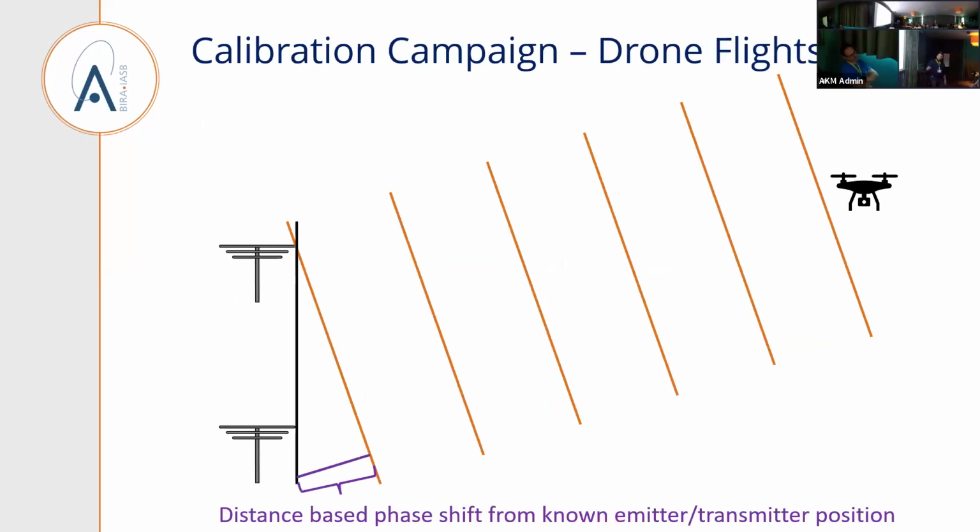So, a small schematic of how it works. You have the planar wavefront coming from, for example, a drone. And then the planar wavefront is hitting one antenna before the other antenna. And you can here calculate the phase difference between those two antennas.